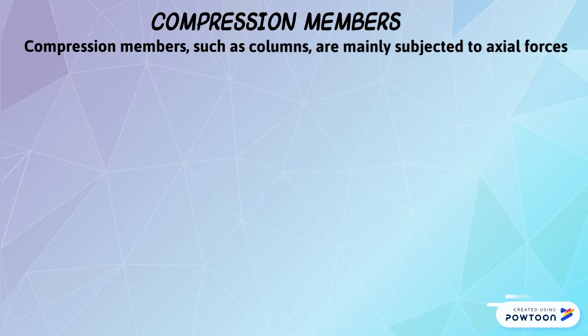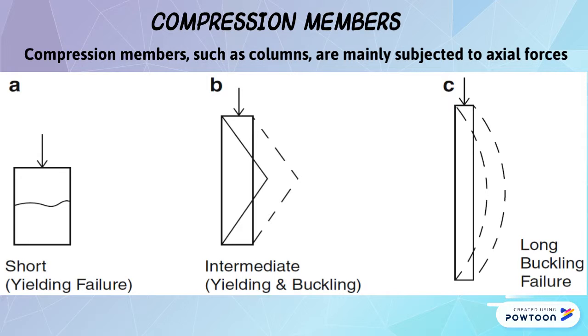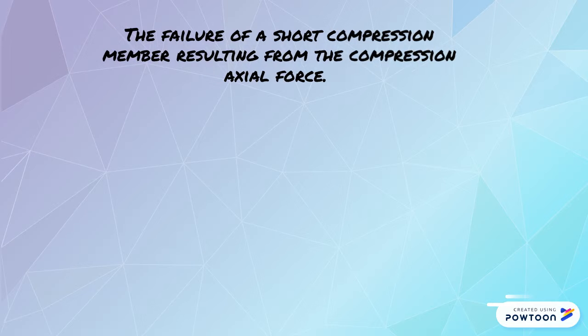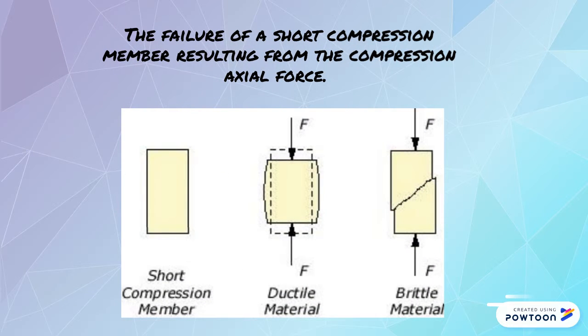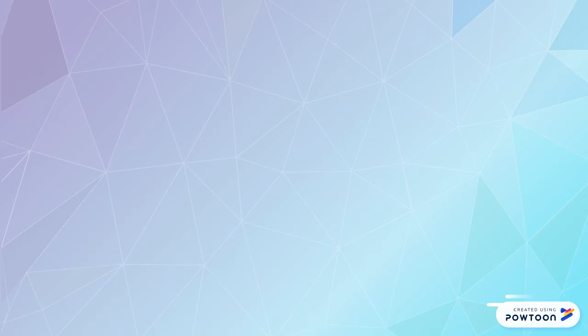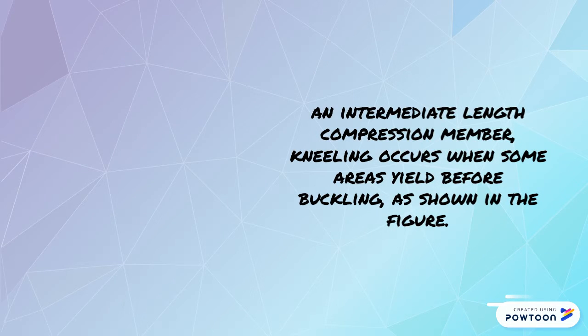Next is the characteristic of failure according to the types of compression members. Compression members, such as columns, are mainly subjected to axial forces. The failure of short compression members resulting from the compression axial forces forms ductile and brittle behavior related to the stress-strain curve result.